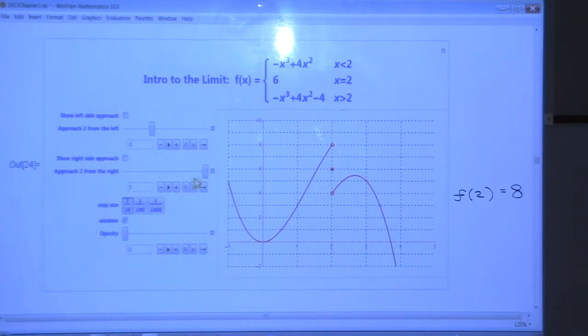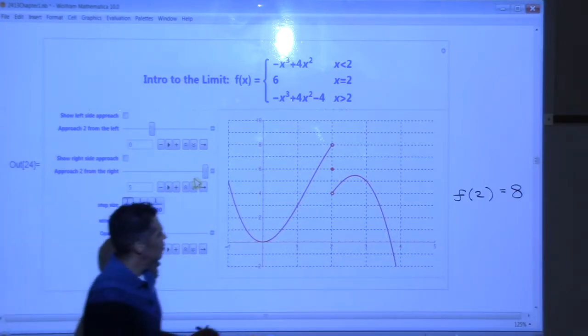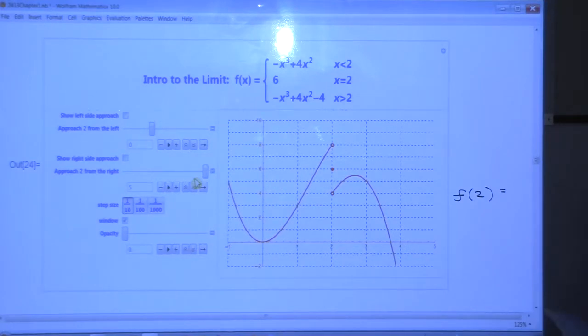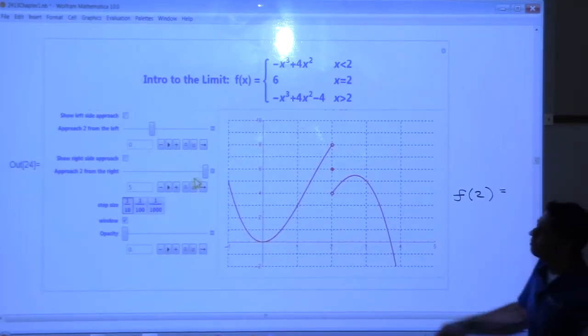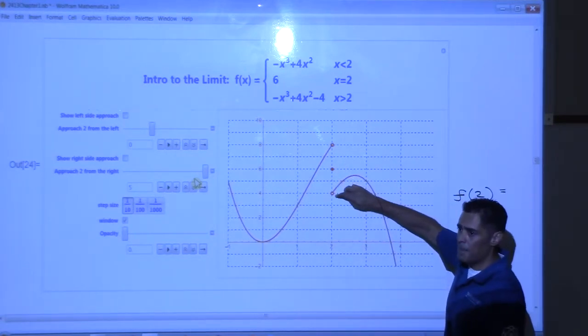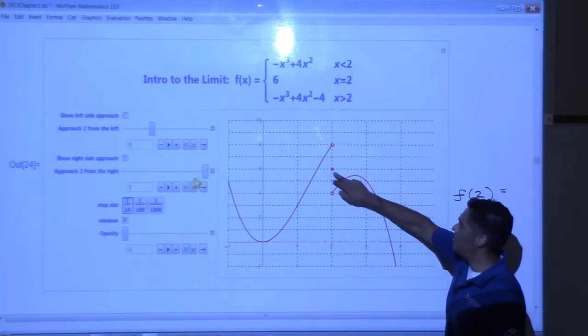Jesse, the algebra problem. What is f of 2? It can't be 4 or 8. Okay, so it's not these because there are holes there, right? But there is something there. What is it? 6, right?